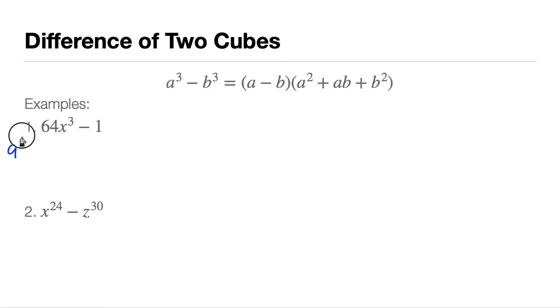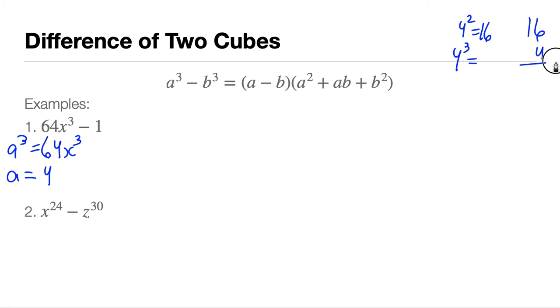In short, a cubed here is equal to 64x cubed. To get the value of a, we need to get the cube root of this. What number, if you multiply it by itself thrice, gives us 64? Actually, that number is 4. If you want to check it, let's try. 4 squared is 16. So how about 4 cubed? That's 16 times 4, which gives us 64. And thus, 4 is the correct answer.